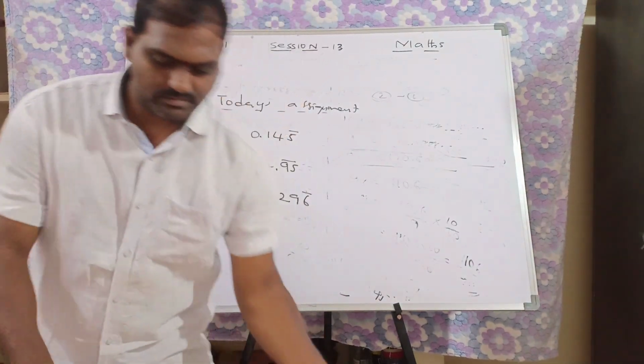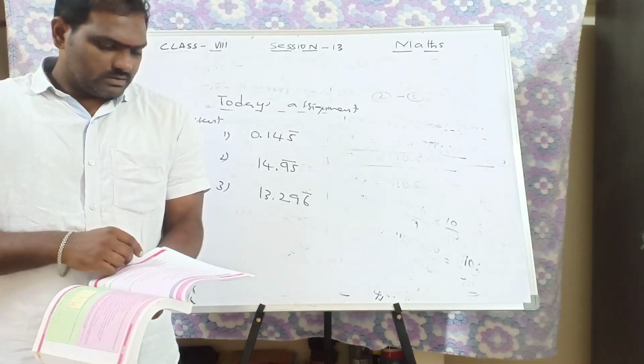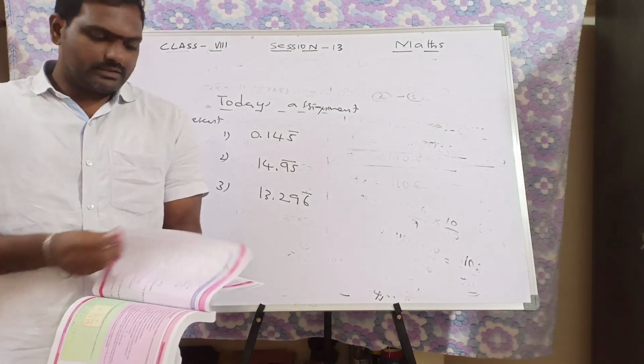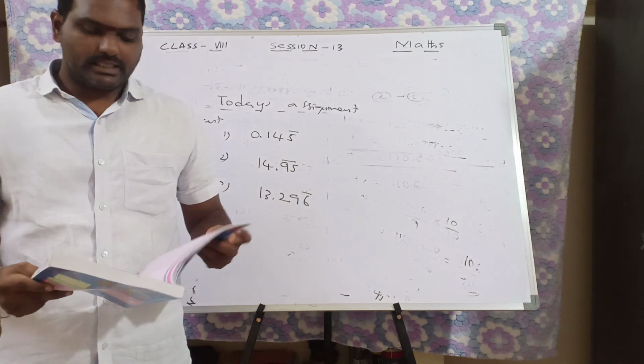And tomorrow some exercise sums are there. 1 and 2 questions are already explained. 1 is also very simple. From 3 to some remaining sums are there. I will explain in the next session.